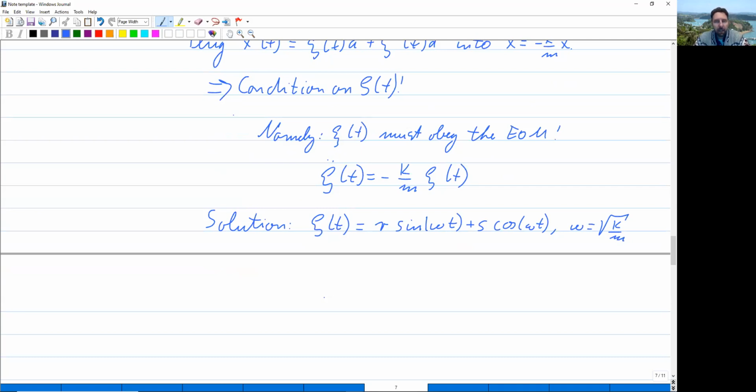There is something unusual here though, because all of this will work whether R and S are real or complex. In fact, it will turn out that R and S can be complex. In fact, they have to be complex. Here, R and S are generally complex numbers.